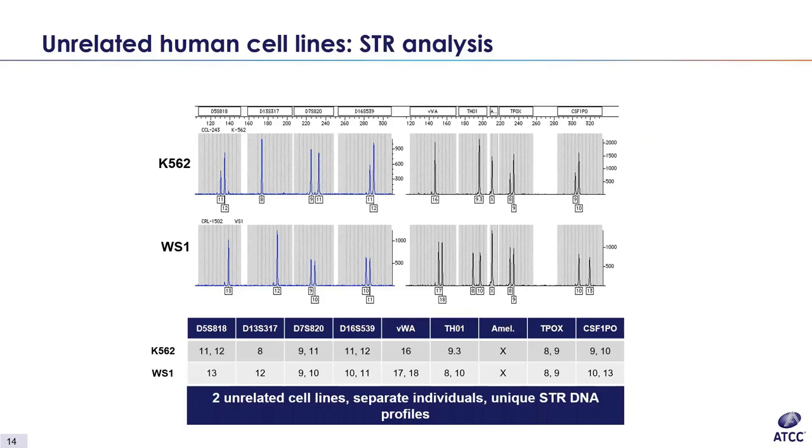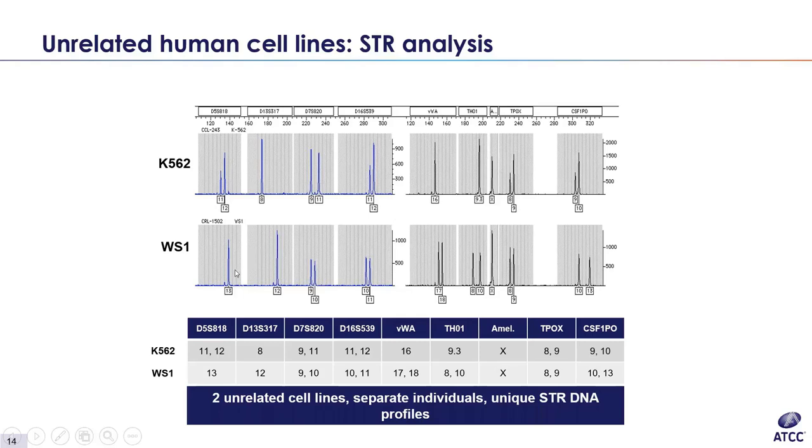For the complete STR, you look at the allele numbers at all of the loci. Here's an example of how STR can differentiate between human cell lines. Here we're comparing K562, a chronic myelogenous leukemia cell line, with WS1, which is a fibroblastic cell line. Both of these are human. For K562, we see two peaks at 11 and 12 at locus D5. We see one peak at locus D13, two peaks, one at 9, one at 11, at locus D7. At locus D16, we see peaks at 11 and 12. And then if we look all the way over here at amelogenin, we see a single peak.